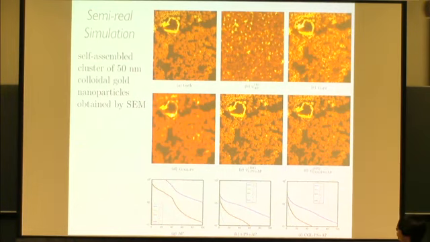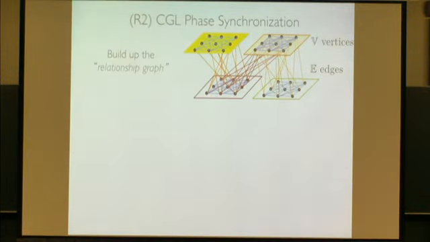Okay, so this is another semi-real simulation. We have this gold ball, scanned by SEM. Resolution is 10 nanometer or 15 nanometer. You can see that if you don't start with the TPS, you just start from a random phase, you have nothing. And if you start from TPS, you get something which is very close to truth. And that is the result you can see. Convergence is quite fast.